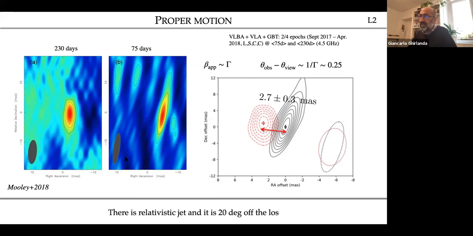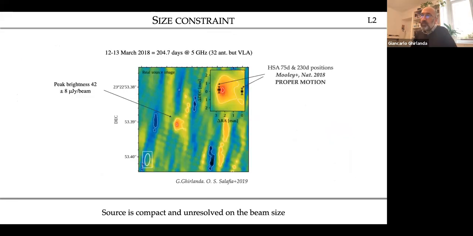And so, as Eric was saying yesterday in the introduction, we performed another observational campaign in the radio band to try to constrain the size of the source. Of course, this was a challenge because we performed this observation 200 days after the explosion of the burst. This was at the peak, more or less, of the emission.